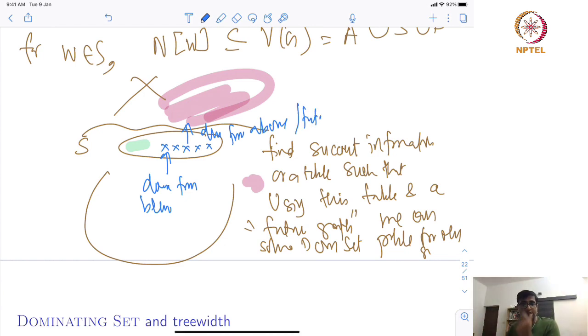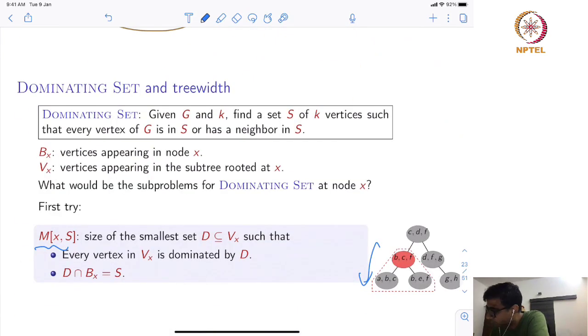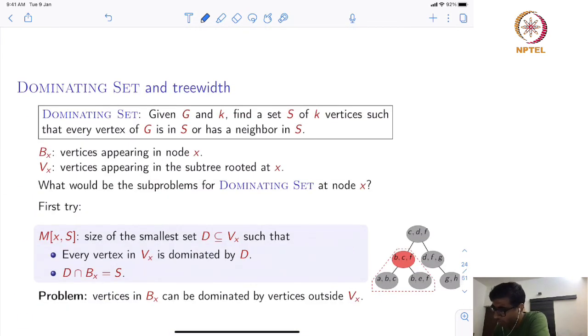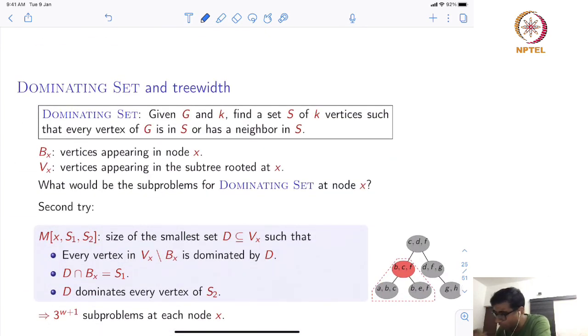Then once you have this, you are basically looking for a dominating set not for the whole below thing, but for those vertices which will be dominated in the future. Okay. So now we will try to turn this intuition into a table. So as I explained to you, the problem is that vertices in Vx can be dominated by vertices outside Vx. So this leads to the following subproblem.